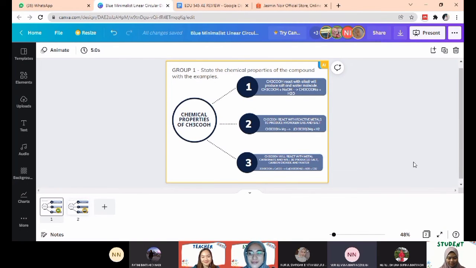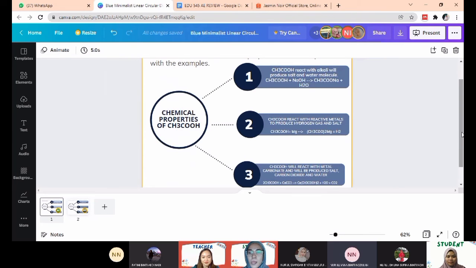Okay, so there are three chemical properties for acetic acid. The first one is acetic acid reacts with alkali to produce salt and water molecule. So this is the equation that we have made. Second, acetic acid will also react with reactive metal, which will produce hydrogen gas and also salt, and this is the equation. And last but not least, acetic acid will react with metal carbonate and will produce salt, carbon dioxide and also water. So this is the equation that we managed to get.